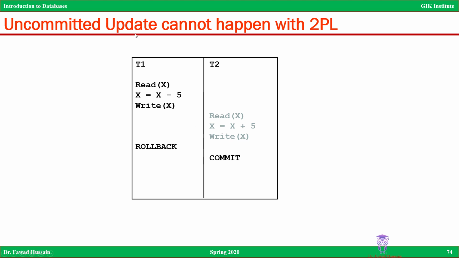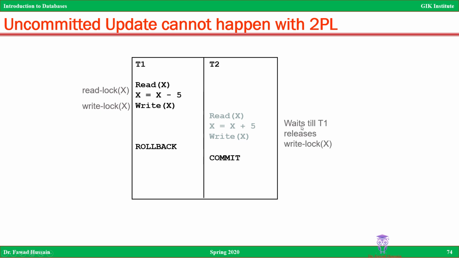So an uncommitted update also cannot happen with the two-phase locking protocol. In this case we have read X, X equal to X minus 1, and write X. All the operations are done, we don't have anything in between. Once you have written, then you have read X, X equal to X plus 5, and write X. So in this case you have a read lock on X, that's okay, and then you have a write lock, and because nothing was happening here, that's also fine.